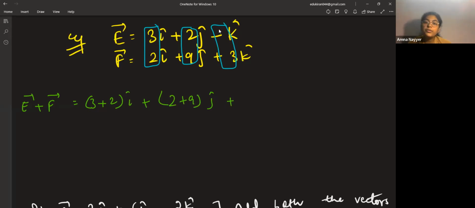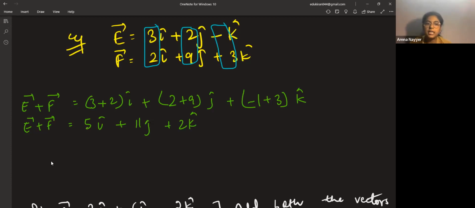Next set. Coefficient of k cap is not given. It means this is 1 here. So that is -1, right? So -1, coefficient here is plus 3 k cap. Just understand this part well. -1 plus 3. So what is the answer to E plus F? 5 i cap plus 11 j cap plus 2 k cap. Very good, Faiza. Plus 2 k cap. Correct.